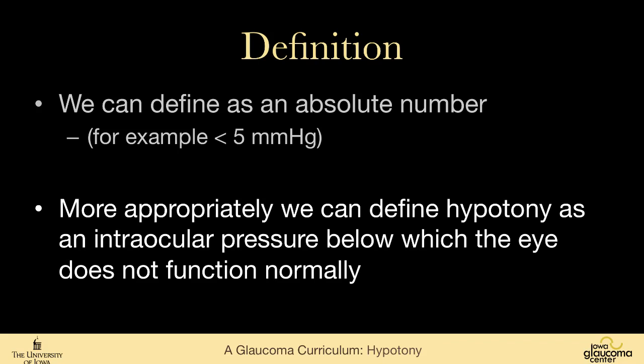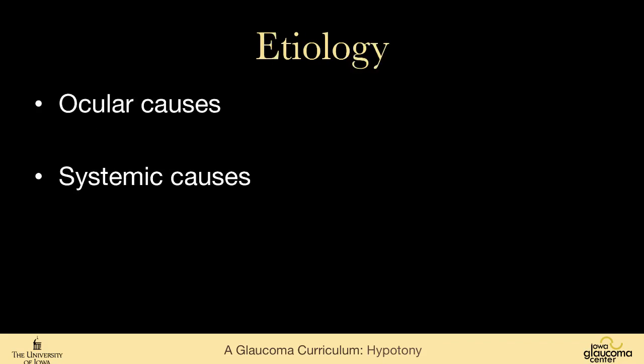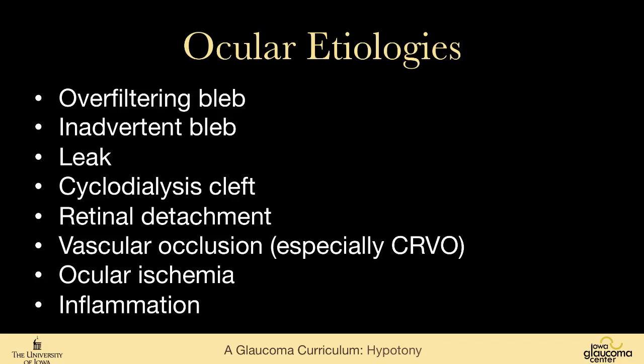So if I've done a trabeculectomy on somebody and they now a year later have an intraocular pressure of 4 millimeters of mercury but 20/20 vision and are asymptomatic, then I don't consider that to be hypotony. I consider that to be a success. Most cases of hypotony have an ocular cause, but there are systemic causes as well. And this is a listing of the ocular etiologies, and we'll go through each of them one by one.